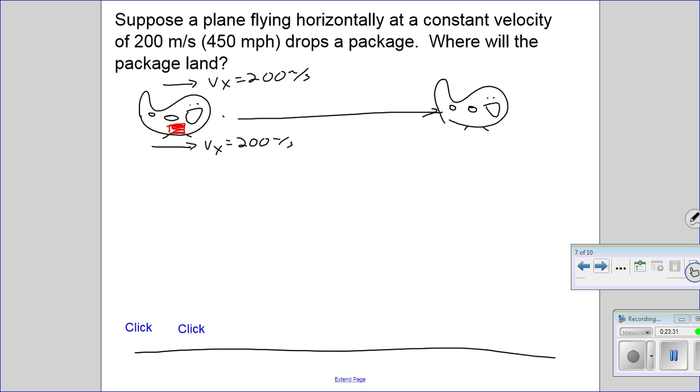All right. So my question for you is this. The airplane's going to keep moving, right? When the package lands, where is the airplane? Will the airplane be in front of the package, behind the package, or directly above the package?